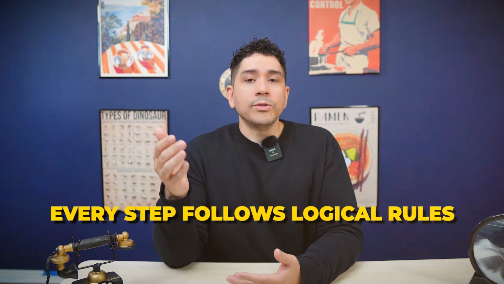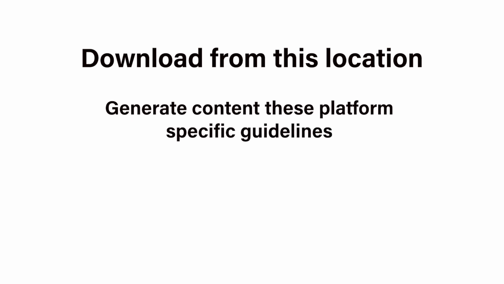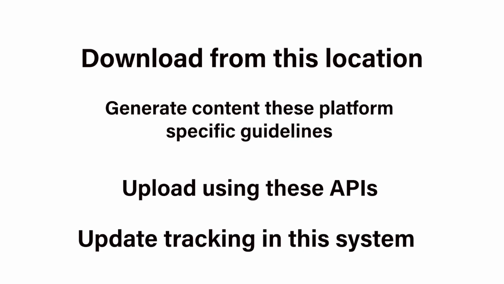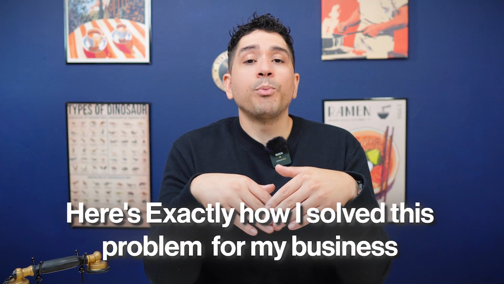That's when the core insight hit me. If I can describe this entire process to a VA in detail, I can automate it completely. Every step follows logical rules. Download from this location, generate content using these specific platform guidelines, upload using these APIs, update tracking in this system. So there was basically no creative judgment required, just systematic execution of defined processes. Here's exactly how I solved this problem for my business. So let me walk you through the automated system.